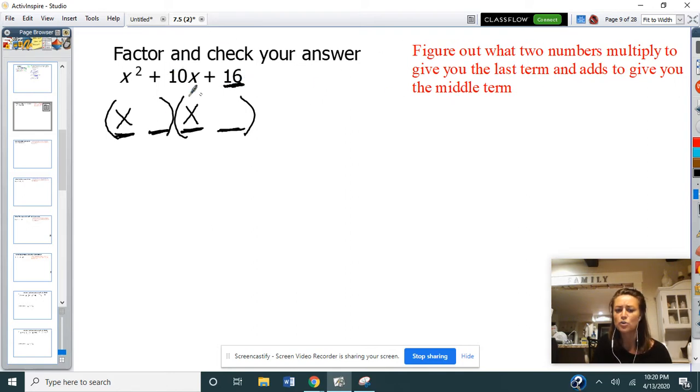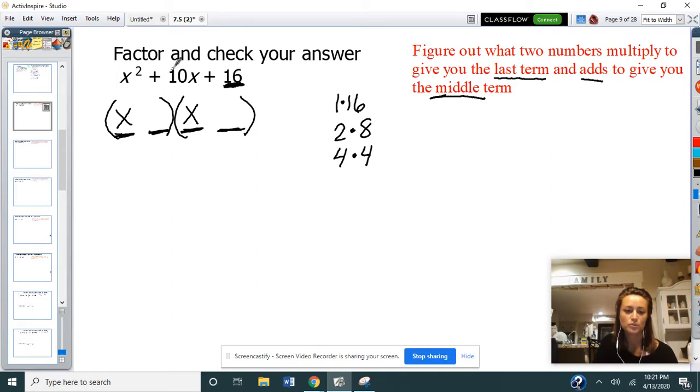So let's figure out, first you always want to figure out what multiplies to give me 16. Well, I'm going to write out all the factors of that. We got 1 times 16 is 16, 2 times 8, 3 does not go into 16 evenly, but 4 does, so 4 times 4, 5 doesn't, 6 doesn't. If you keep going, these are the only factors of 16. So out of these, we figured out what multiplies to give us the last term. All these multiply to give me the last term, but which one of them adds to give you the middle term? So the middle term is 10.